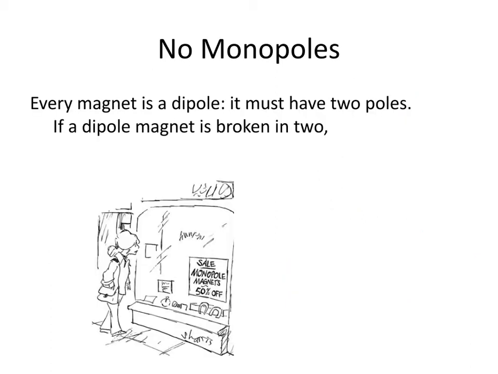And every magnet has two poles. You can never have a monopole, mono meaning one. So we say that every magnet is a dipole. You'll never get a sale on monopole magnets. Looks like a good deal, but they don't exist.